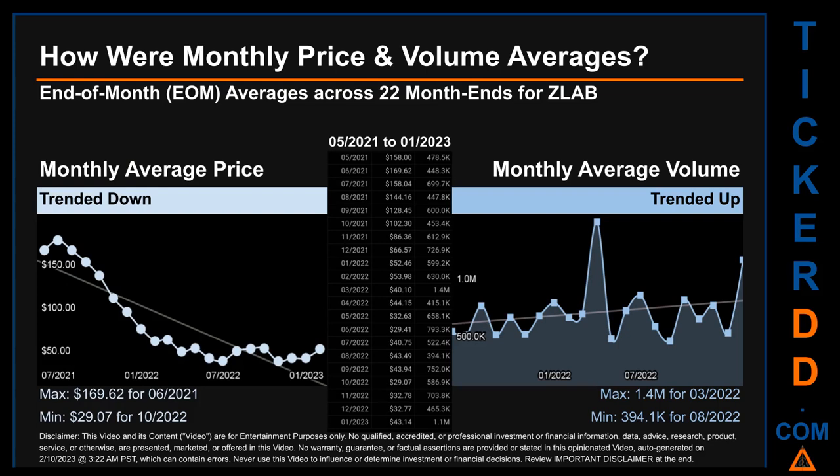Looking at volume, 03/2022 and 08/2022 respectively saw the highest and lowest monthly average volume at 1.4 million and 394.1 thousand.